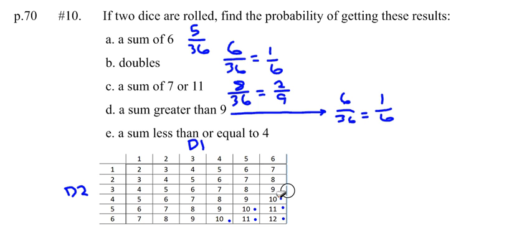Okay, last problem. Directions say, what's the probability of getting a sum less than or equal to 4? Now in this case, it's not just what's less than 4, but it's also or equal to 4. And again, there are 6 marks there. There are 36 total possibilities. So my probability once again is 6 out of 36, or 1 out of 6.